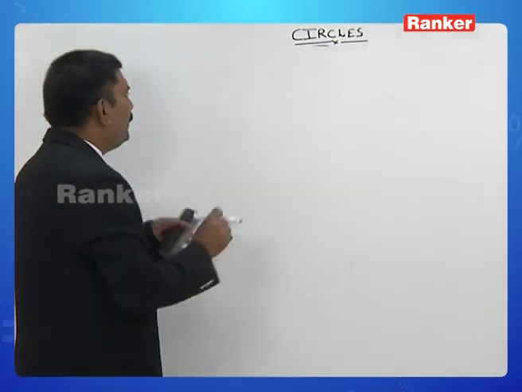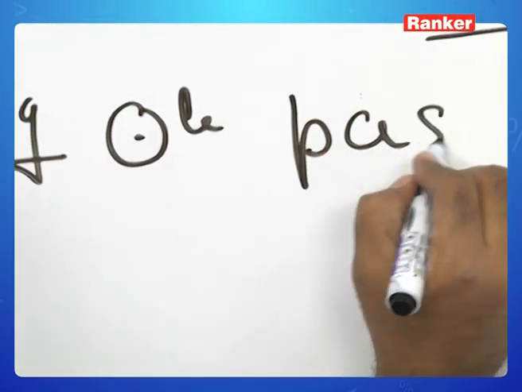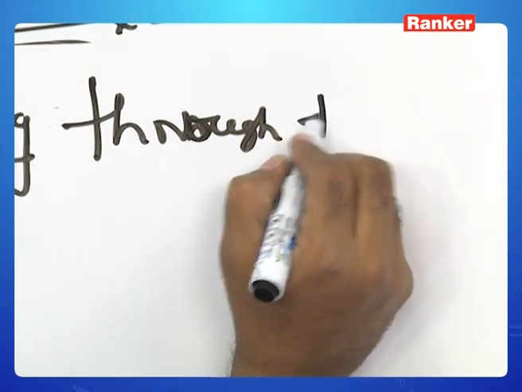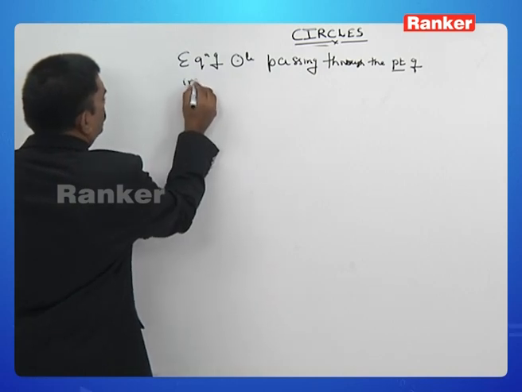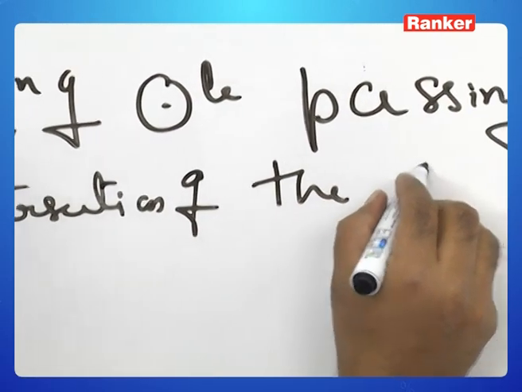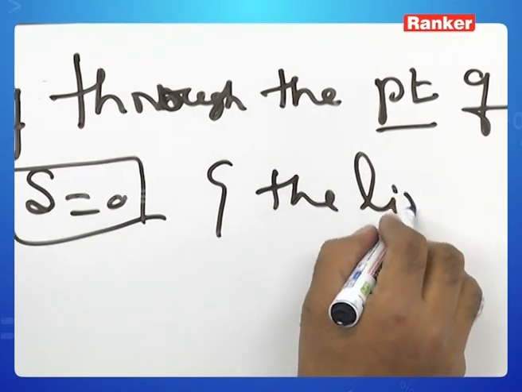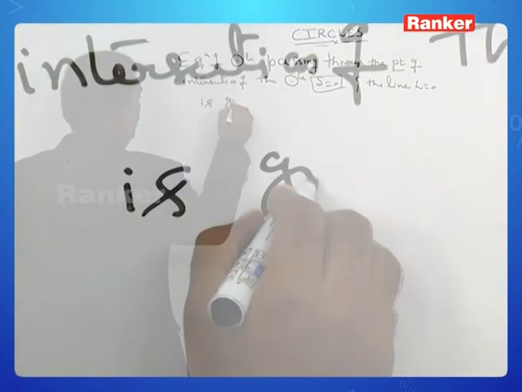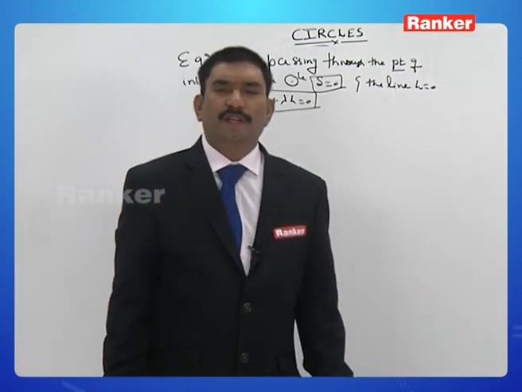The third method is the equation of a circle passing through the point of intersection of the circle S is equal to 0 and the line L is equal to 0, is given by S plus lambda L is equal to 0.